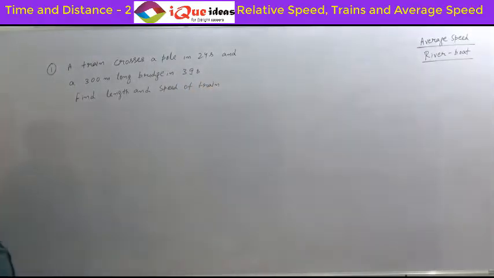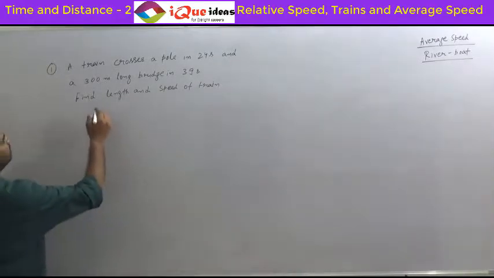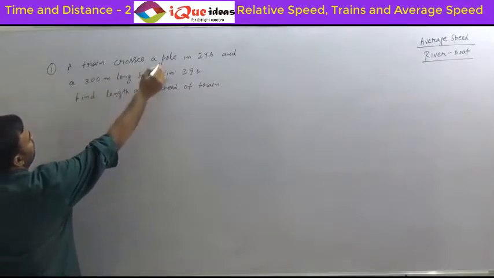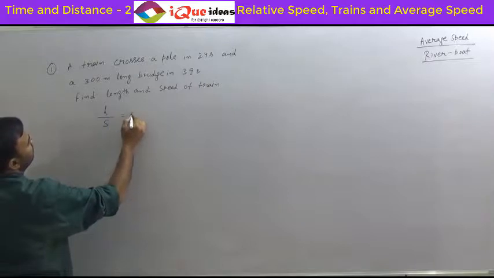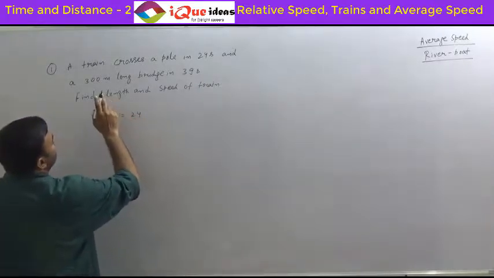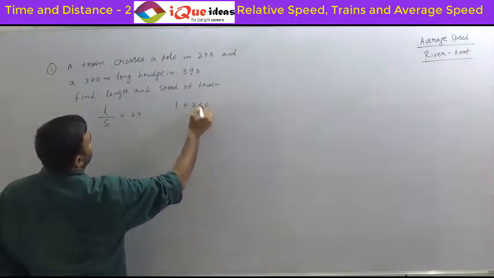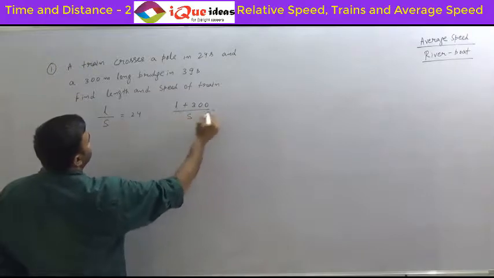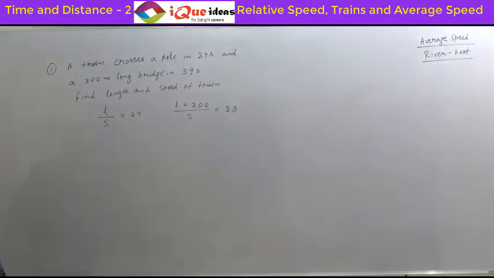Alright. So if you follow the methods or the formulas that we had discussed in the last session, we can directly take it as first case train pole, so length of the train divided by speed of the train, that is equal to 24. And second case, length of the train plus length of the bridge divided by speed of the train, that is equal to 39 seconds. So we have two equations and two variables. We can calculate them very easily.